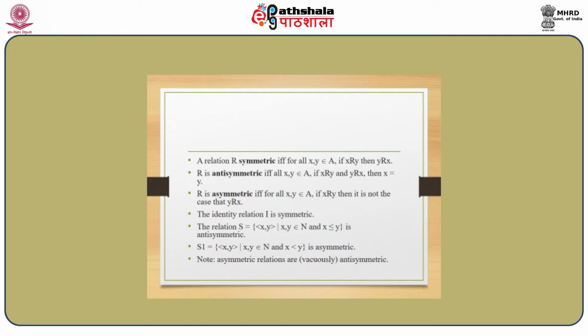The identity relation mentioned above is symmetric. The relation S is antisymmetric. S1 is asymmetric. Note that asymmetric relations are vacuously antisymmetric. They are antisymmetric by definition. Note that an antisymmetric relation is simply an asymmetric relation which possibly contains some ordered pairs where the first member and the second member are identical.